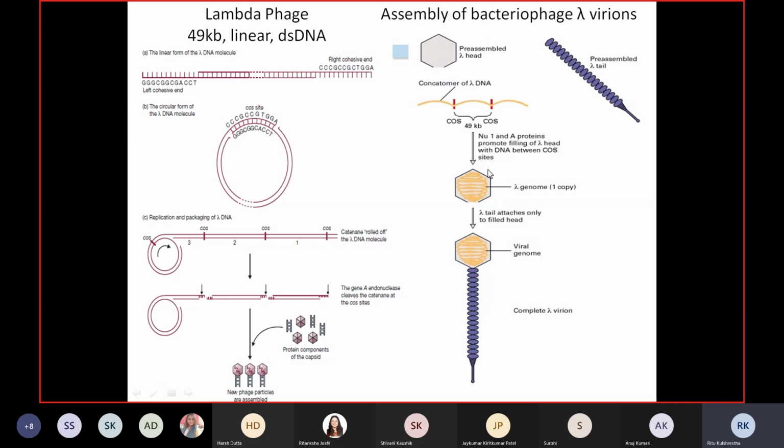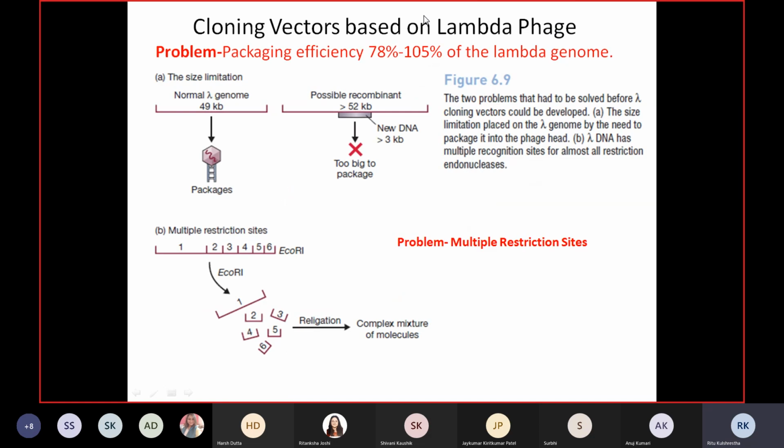And if it is not incorporated into the phage head, then obviously we will not have multiplication, or more phage particles being produced, and the whole purpose of cloning will be defeated. So packaging efficiency is the problem, and only 78% to 105% of the lambda genome can be incorporated. Beyond those limits, it cannot be. Okay, so one problem was this, if we wanted to use a lambda phage genome as the cloning vector.